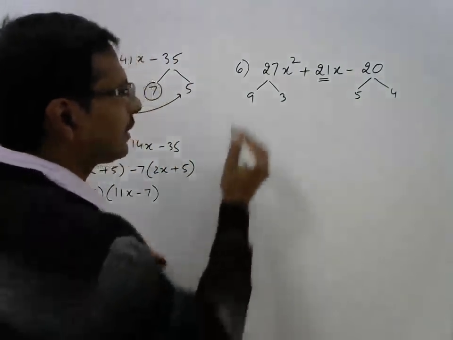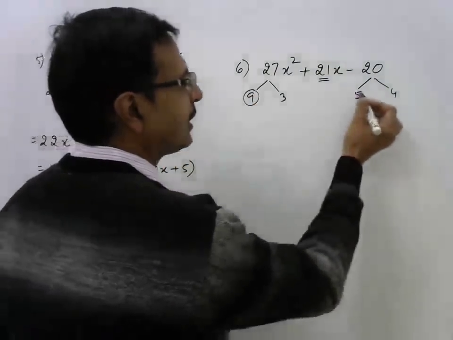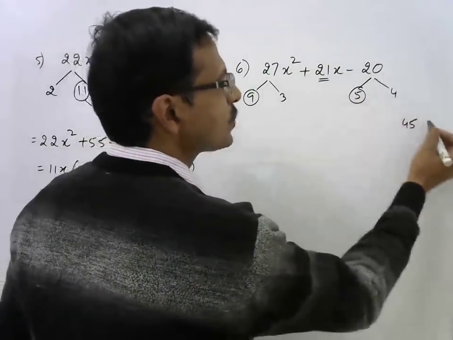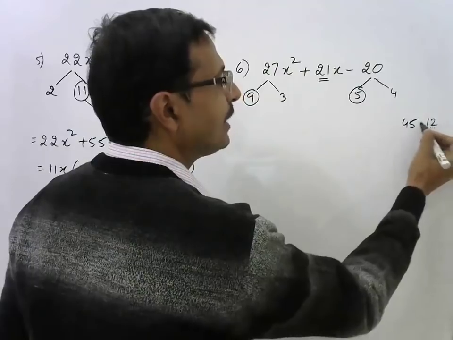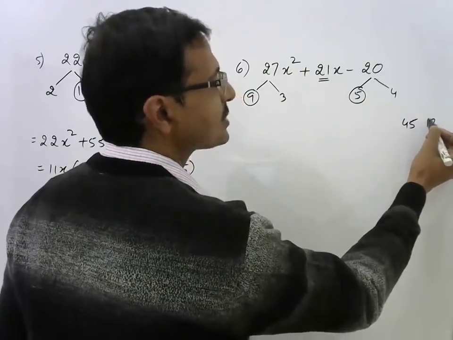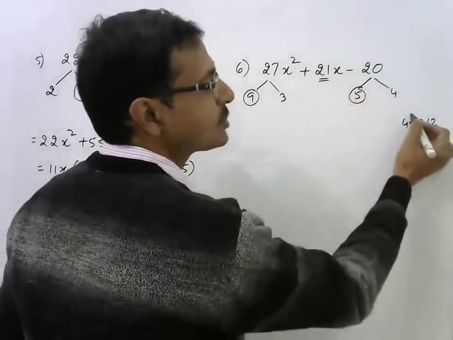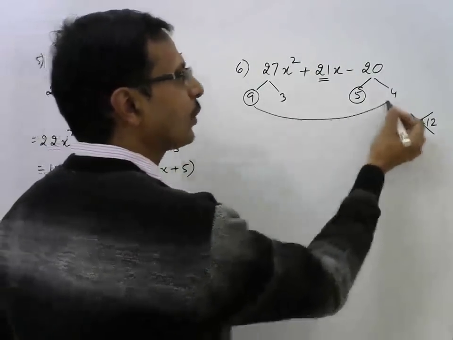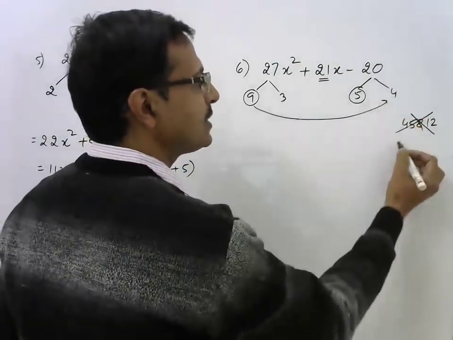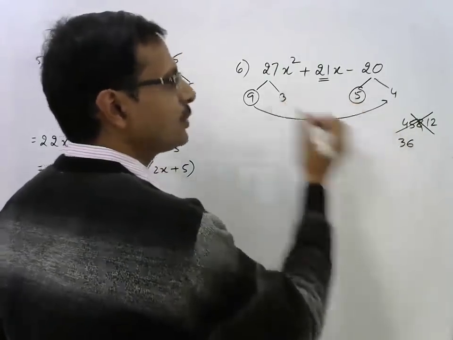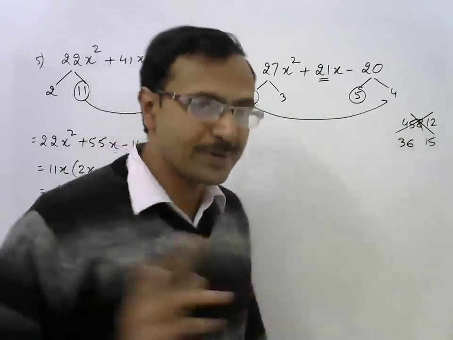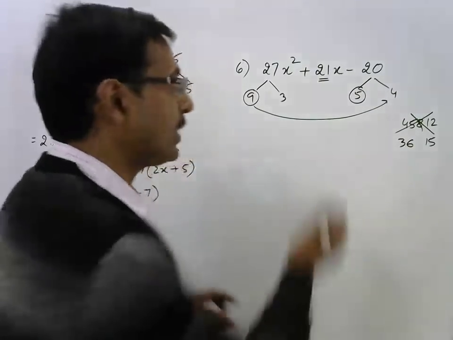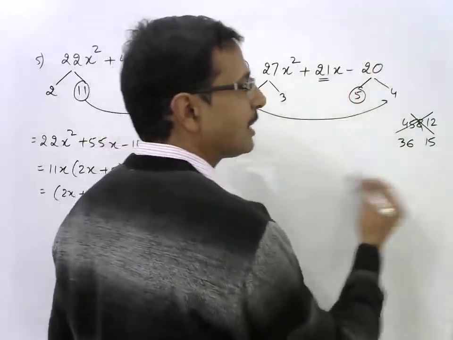And let's see the greater number here 9, greater number here 5. So 9 into 5 is 45 and 3 into 4 is 12. But 45 and 12, the sum or the difference is not going to give me 21. So I'll cancel this one and I'll go for 9 and 4 now. 9 into 4 is 36 and 5 into 3 is 15. Now do you observe? 36 minus 15 is the required number 21, which is mentioned in the middle term here.